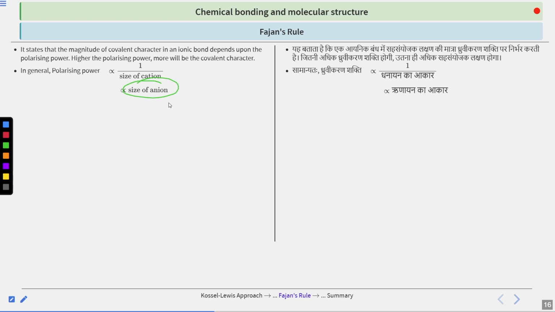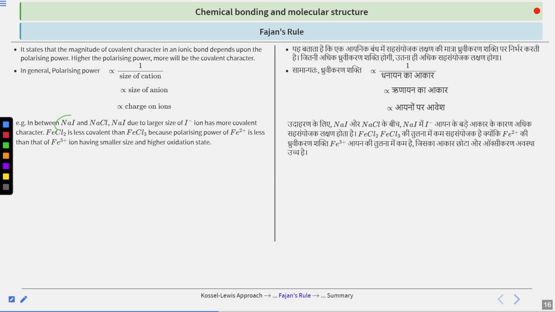That contracting charge will have an effect on that dispersed charge and will try to polarize that anion. Due to polarization, the negative electron density moves towards the cation, and that results in an overlap. Whenever an overlap occurs, you will see a covalent bond. The charge on the anion is also directly proportional: if the charge on the anion increases, the covalent character will increase according to Fajan's rule.